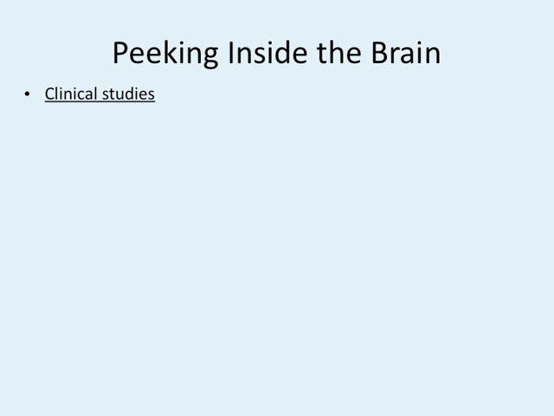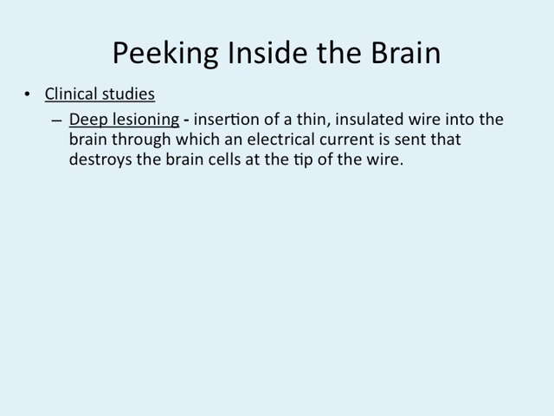One of the original ways we started looking at the brain is by doing deep lesioning. What that means is we stick a thin insulated wire into the brain, and with the electrical current from that tip, we actually destroy brain cells at the tip of that wire. Why we would do this is to see what part of the brain we're destroying. If we know beforehand this person can talk normally, we stick that thin wire into the brain and that person can't speak afterwards, well, we've obviously found the speaking center of the brain.